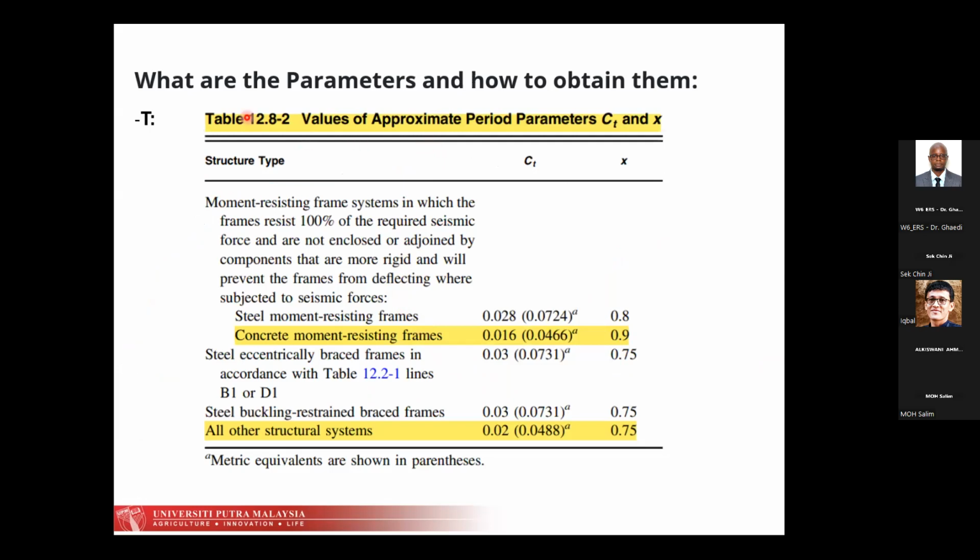From Table 12.8-2, we can see the values of Ct and x. Actually, these are 2 values that are used for concrete. The other one is for steel. So the concrete moment resisting frame will have this value in meters, and this one in feet. And this one is the same for meters and feet. So we will have the concrete moment resisting frame, and maybe shear wall structures will have these values, or all other types of concrete structures.